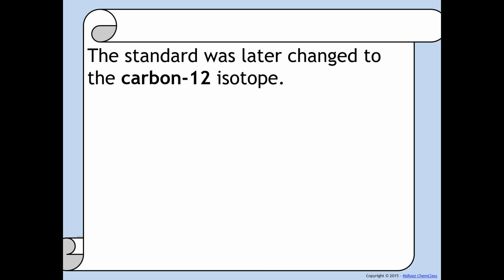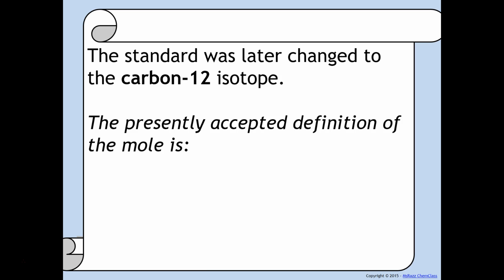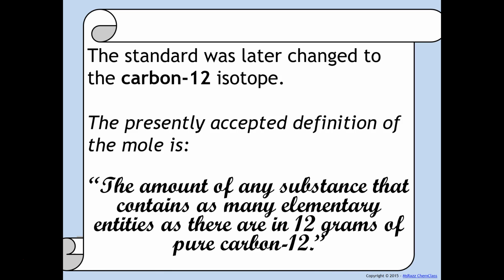As it turns out, we have changed the standard. We actually went from oxygen to carbon. So in order to define the mole, we say that carbon-12 is what the mole is based off of. So the accepted definition at this point is the amount of any substance that contains as many elementary entities as there are in 12 grams of pure carbon. So elementary entities just means atoms of carbon.